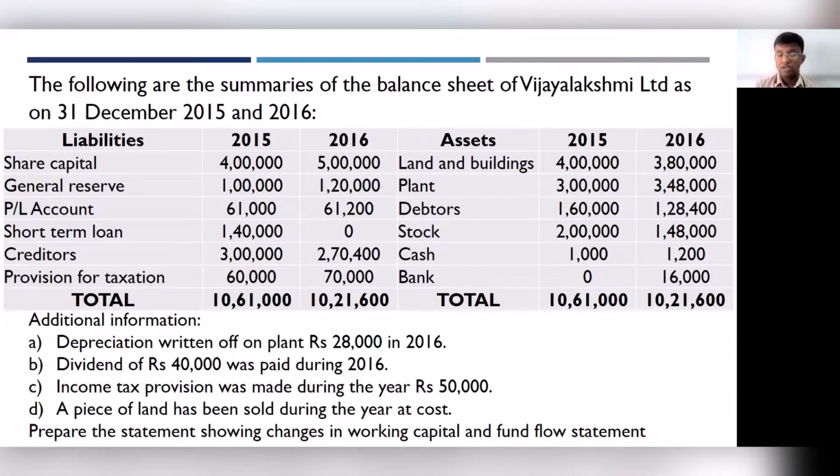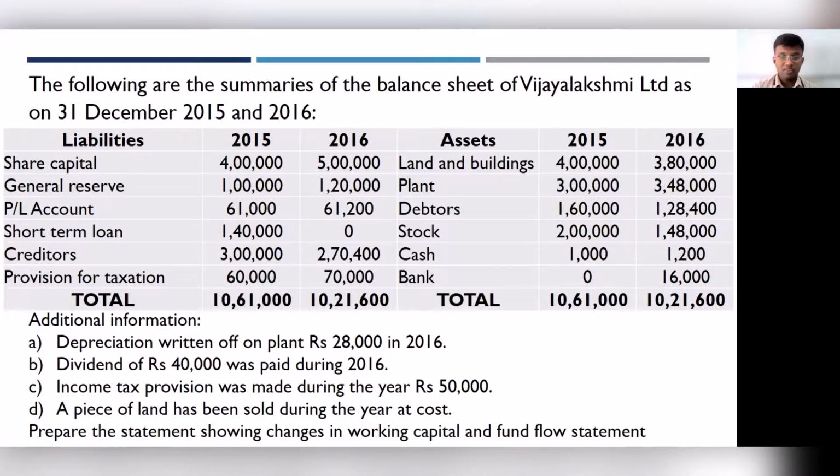What is being asked of us in this question is the statement showing changes in working capital. They've also asked for a fund flow statement. Now, for us to prepare a full-fledged fund flow statement, we must know funds from operations, or loss in operations, for which we have to prepare the adjusted profit and loss account. This means we have to prepare all three statements: the schedule showing changes in working capital, the adjusted profit and loss account, and then the statement of sources and application of funds.